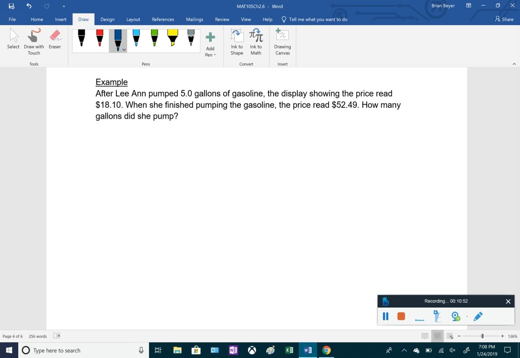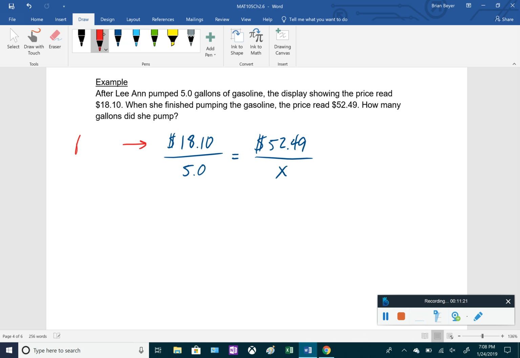So what I'm going to do is price per gallon equals price per gallon. So I'm going to say $18.10 over 5 equals $52.49 over x, because that's what we're looking for. How many gallons did she pump? So really important, we have price in the numerator, and then we have gallons in the denominator. They have to be that way on both sides of the equation. So they're both price per gallon.